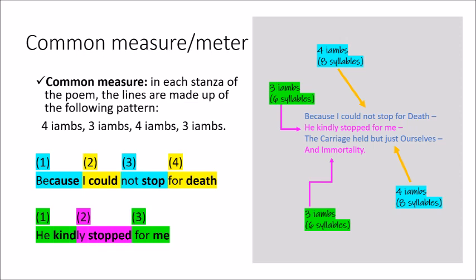So listen carefully and you'll see our example of Emily Dickinson with the iambs sounding like this. "Because I could not stop for death, he kindly stopped for me. The carriage held but just ourselves and immortality." Okay, so look at that.